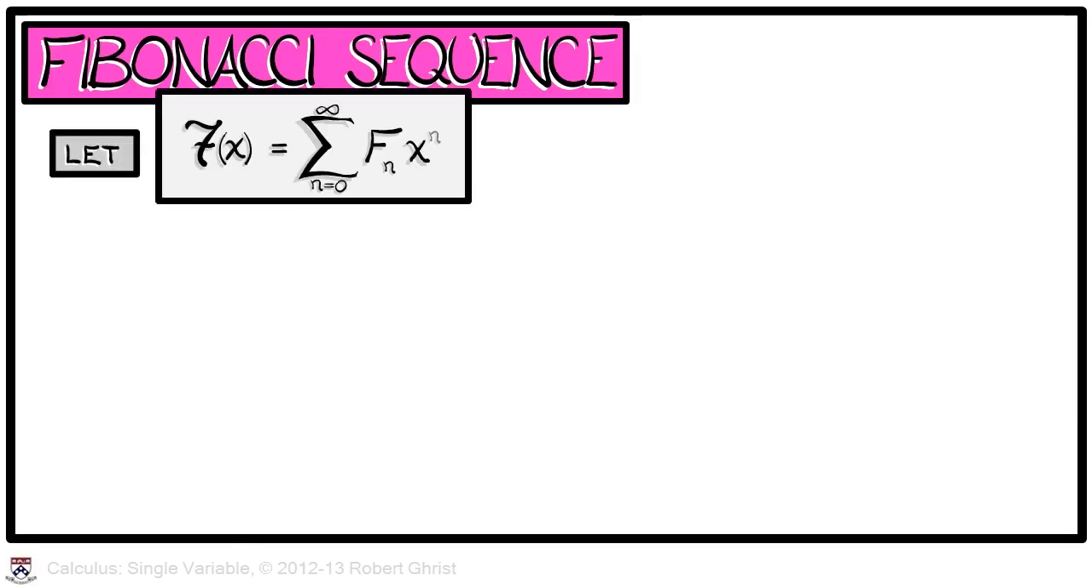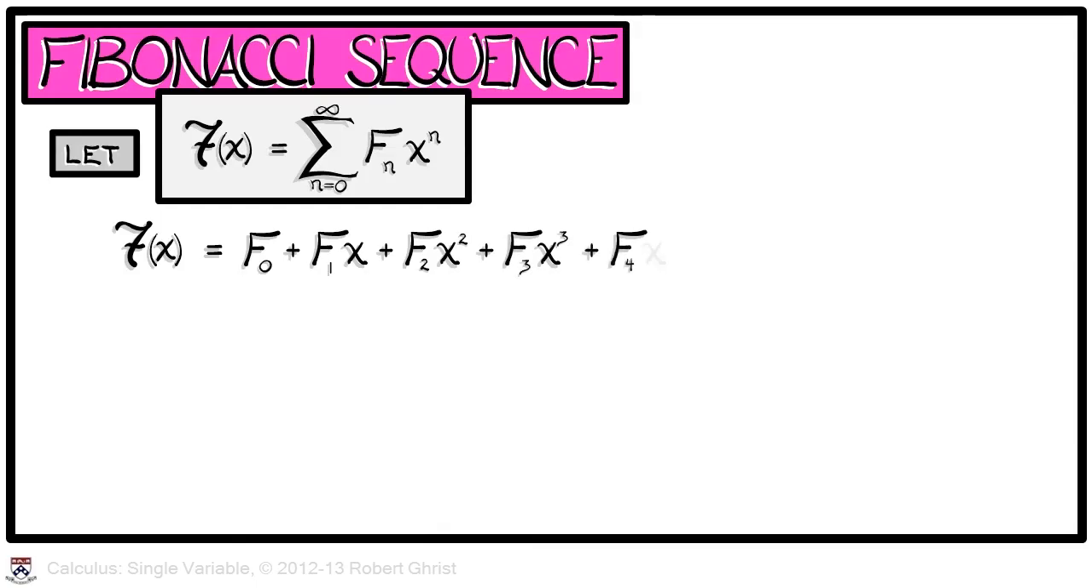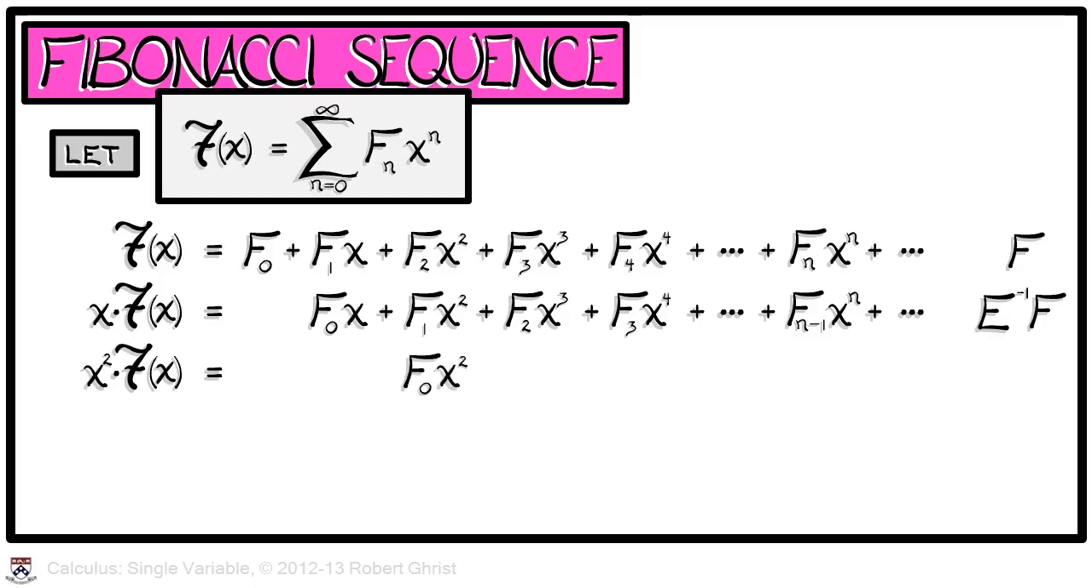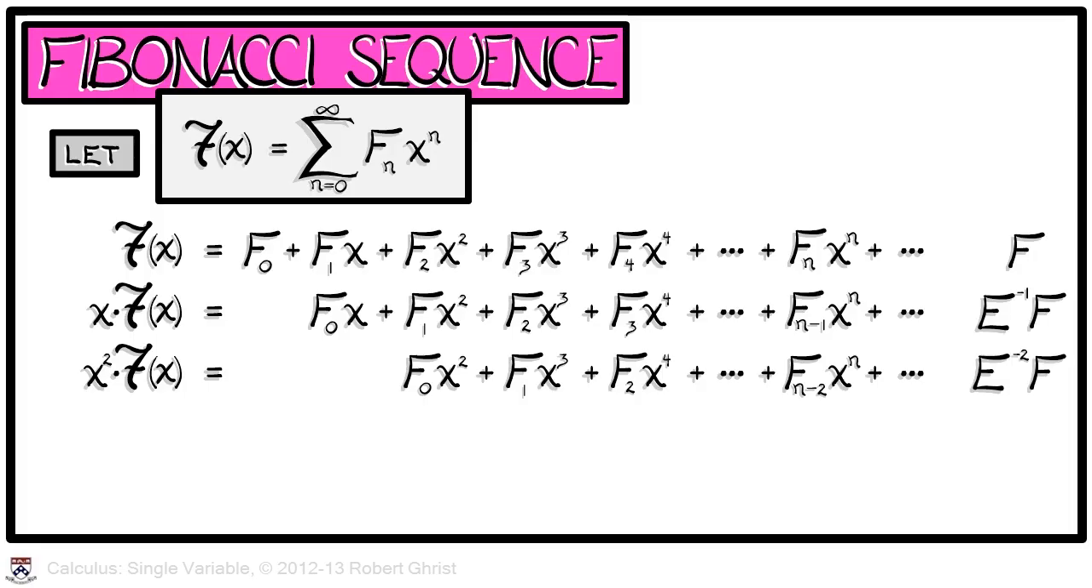Let's look at the Fibonacci sequence and let us denote by script F the power series whose coefficients are F sub n, the terms in the Fibonacci sequence. Now, if we were to multiply this power series by x, what would happen? It would give us a new power series associated to a shift, a right shift of the Fibonacci sequence. If we were to do it again, then we would shift over to the right yet once more.